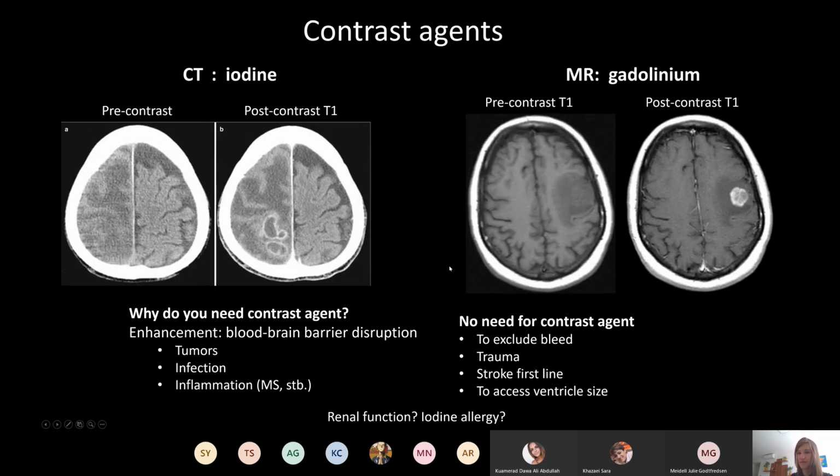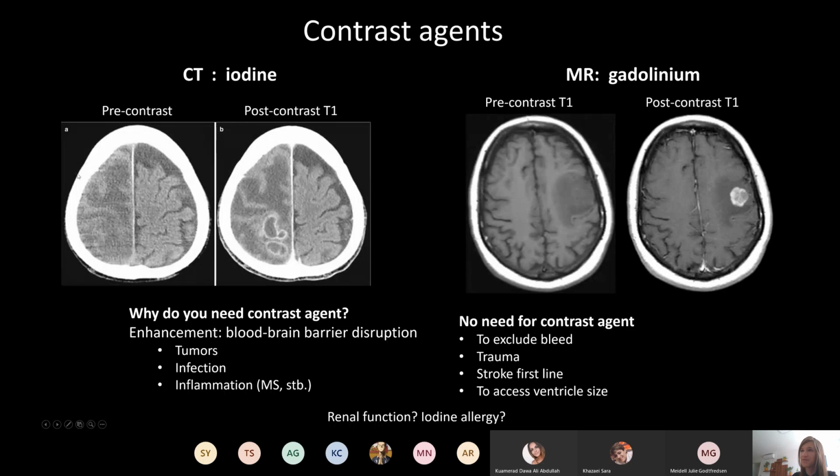Okay. Next concept is contrast agent. You've probably heard that you can prepare these CT and MR scans using contrast agents. So for MR and CT, we use different kinds of contrast agents. For CT, the contrast agent we use is iodine-based. In MR, it's gadolinium-based. And why do we need a contrast agent?